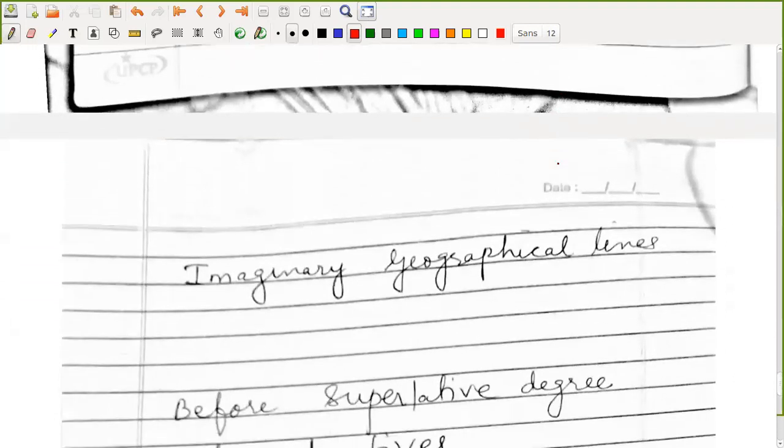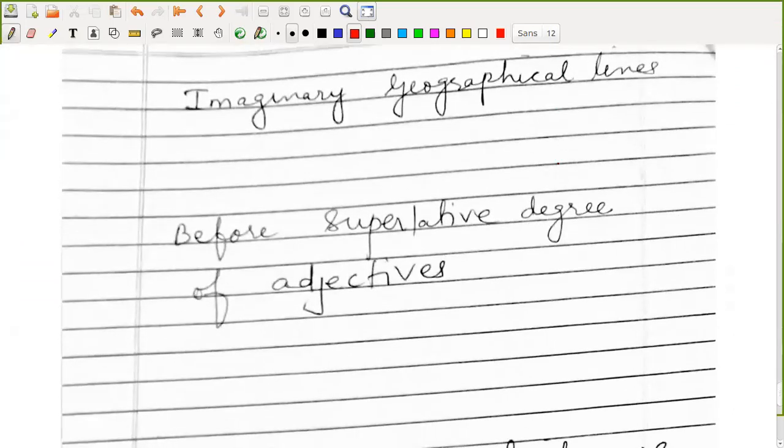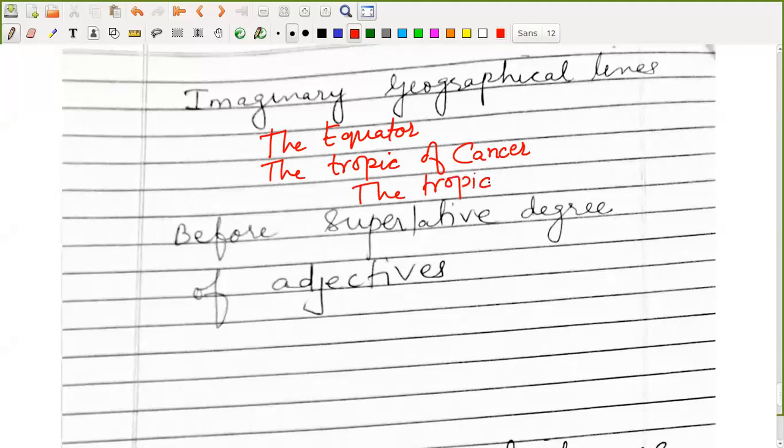Then imaginary geographical lines. Can you give an example where the is used before imaginary geographical lines? The equator. Ma'am, the Tropic of Cancer. The Tropic of Capricorn. So before all the imaginary geographical lines you use the.